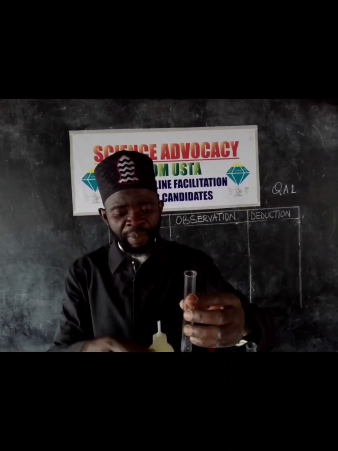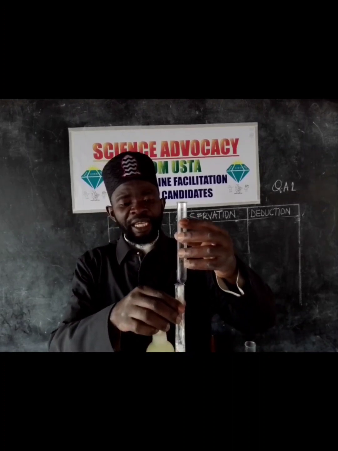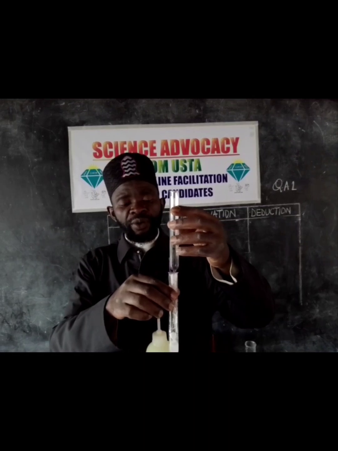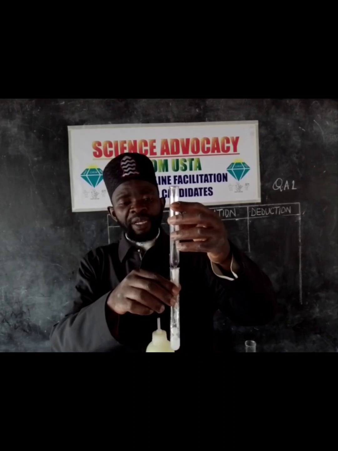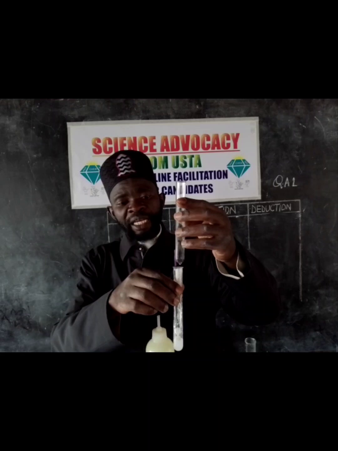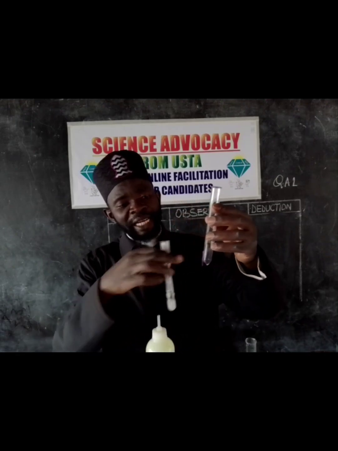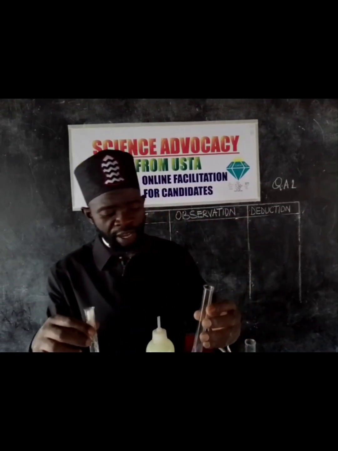Yes, effervescence is taking place, bubbling is taking place, a colorless gas is being given off. The drop is turning milky. The white precipitate is formed there, and then the moist litmus paper is also changing to red. So this is an indication that carbon dioxide gas is given off.